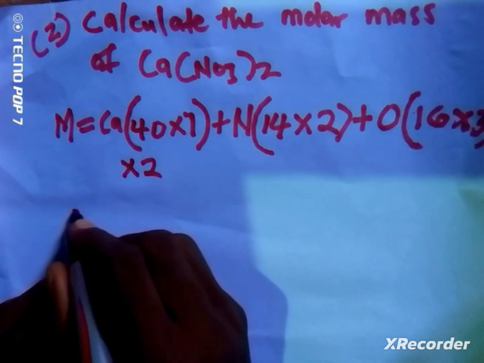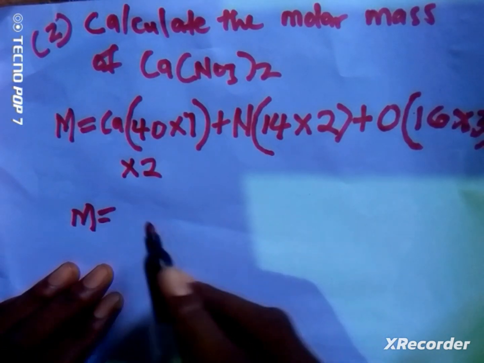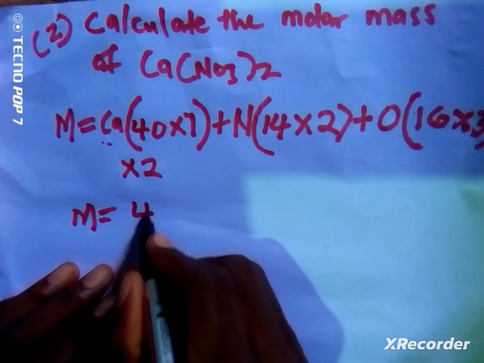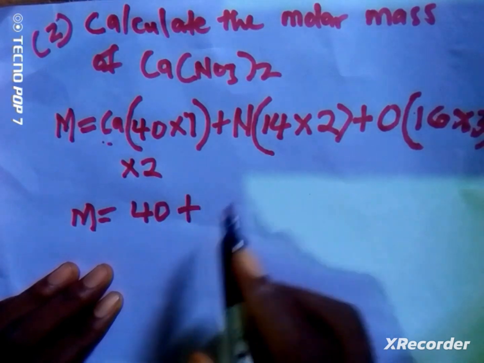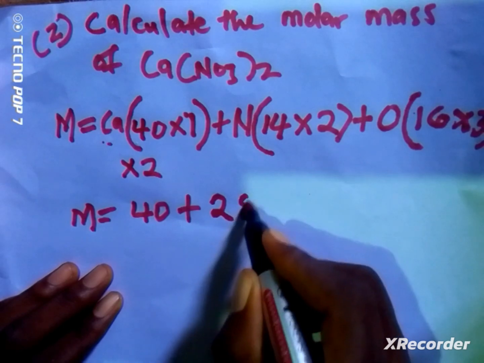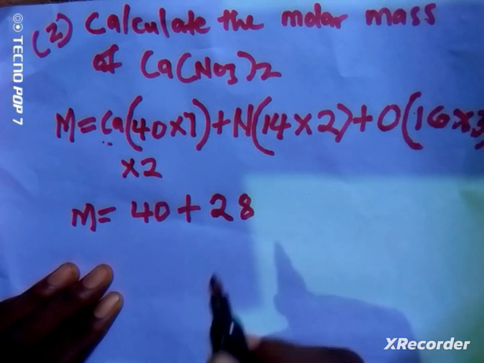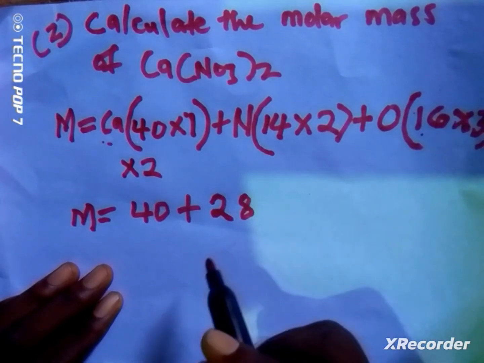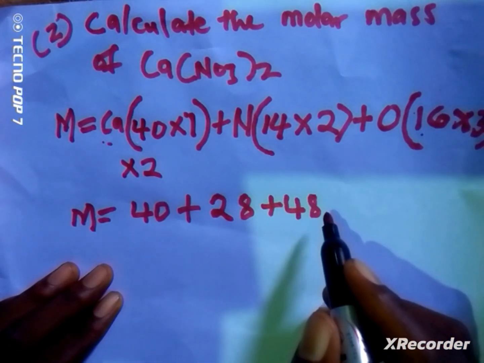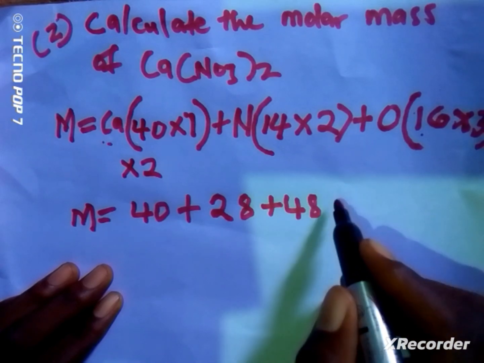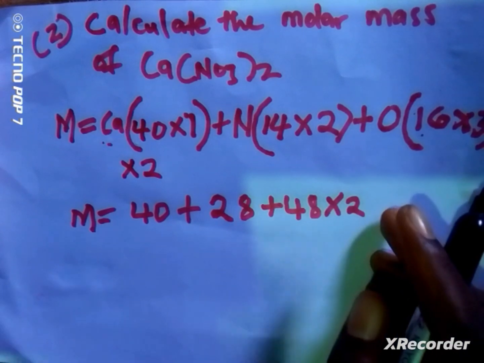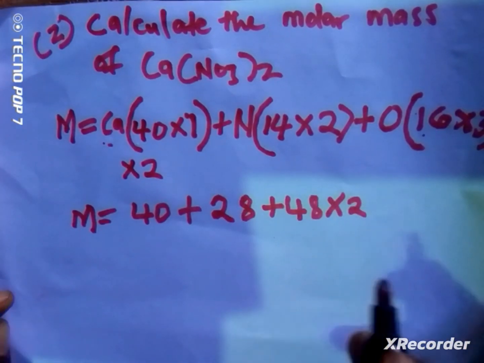Now, what we're going to do is our multiplication. So we first of all start with calcium. 40 times 1 is equal to what? 40. Plus 14 times 2 is equal to 28. See it? Now, 16 times 3 is equal to what? 48. Remember, we are still going to multiply it by 2.